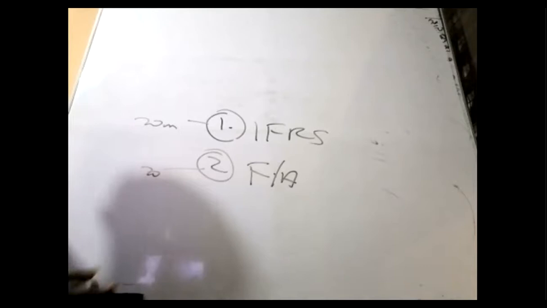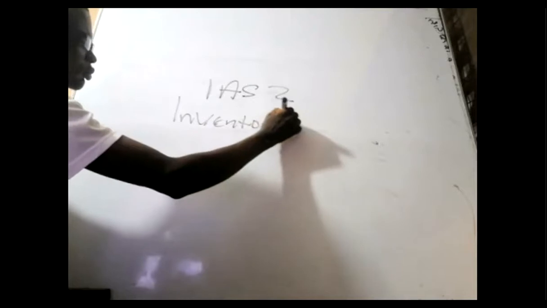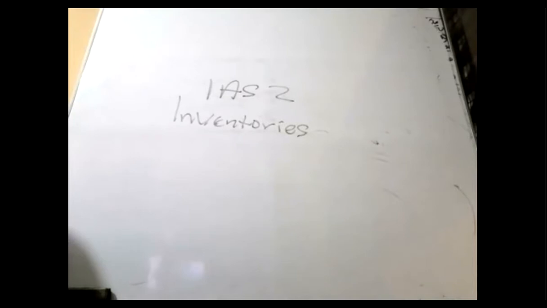That is all. So we start with IAS 2. IAS 2, International Accounting Standard number 2. It talks about accounting for inventories. IAS 2 talks about inventory.